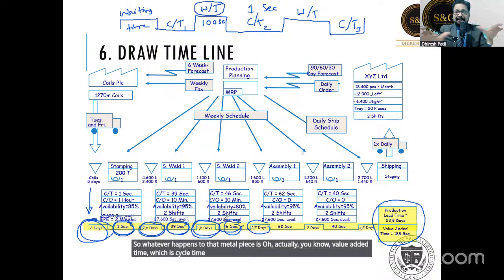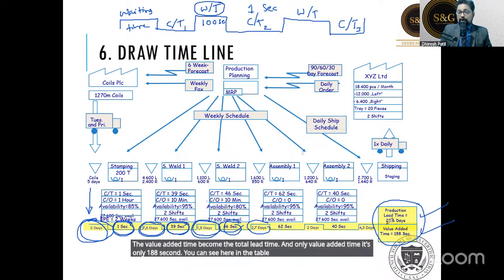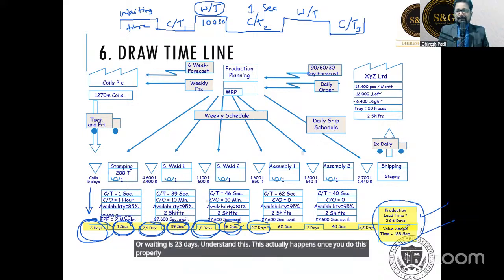And whenever nothing is happening, it is just waiting there. That is called waiting time. So the waiting time and the value added time become the total lead time. And the value added time is only 188 seconds. You can see here in the table, the total time is 23.6 days and the value added time is 188 seconds. So only 3 minutes of work, or waiting is 23 days. Understand this. This actually happens. Once you do this properly, it will blow your mind away.